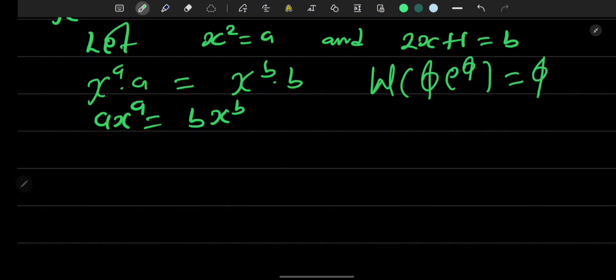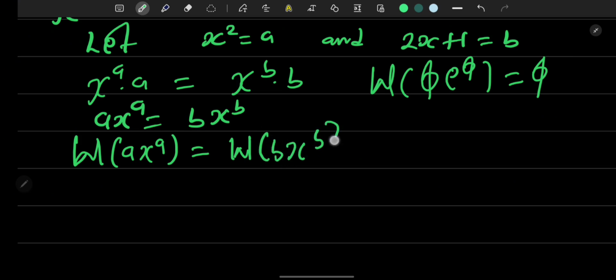So this will give you this. Okay, so yes, we can still apply it here even though we don't have exponential here. We can still apply it here. So by the time you apply it here, ax raised to the power of a, then W of bx raised to the power of b, this will give us what? a equals b. Do you understand?